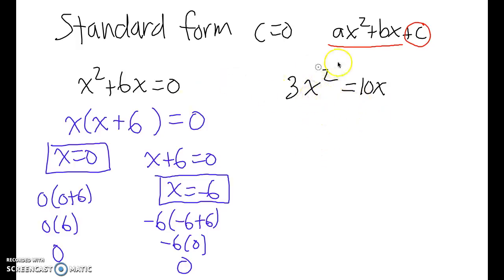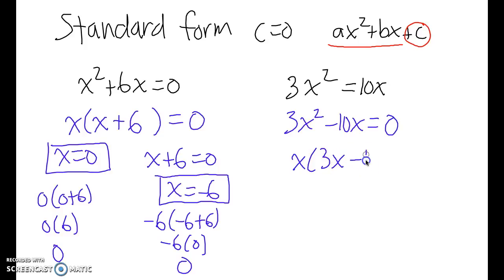First thing that I like to do is to get all of the x terms on the same side. So I can rewrite this as 3x squared minus 10x equals 0. I subtracted 10x on both sides. Once again, my common term is an x, so I have x times (3x minus 10) equals 0. And once again, if you want to double check, x times 3x is 3x squared. x times a negative 10 is a negative 10x. So we know that that works.